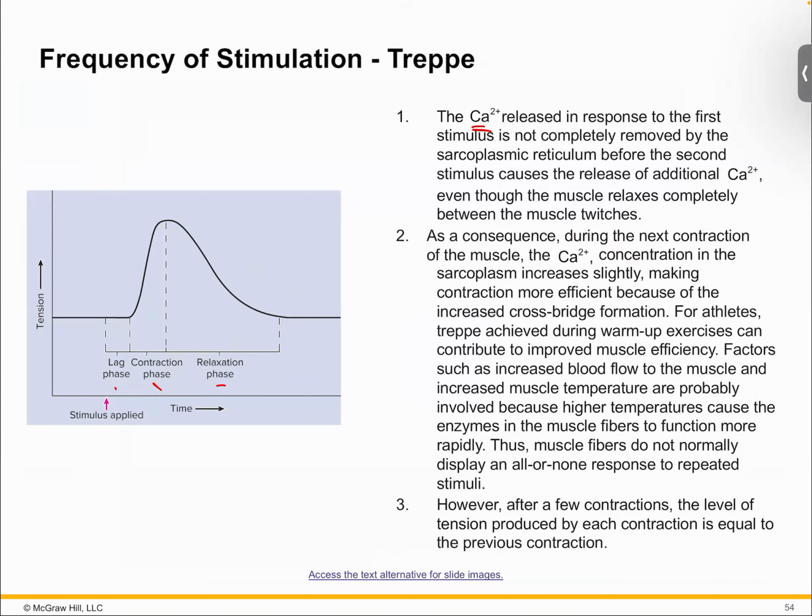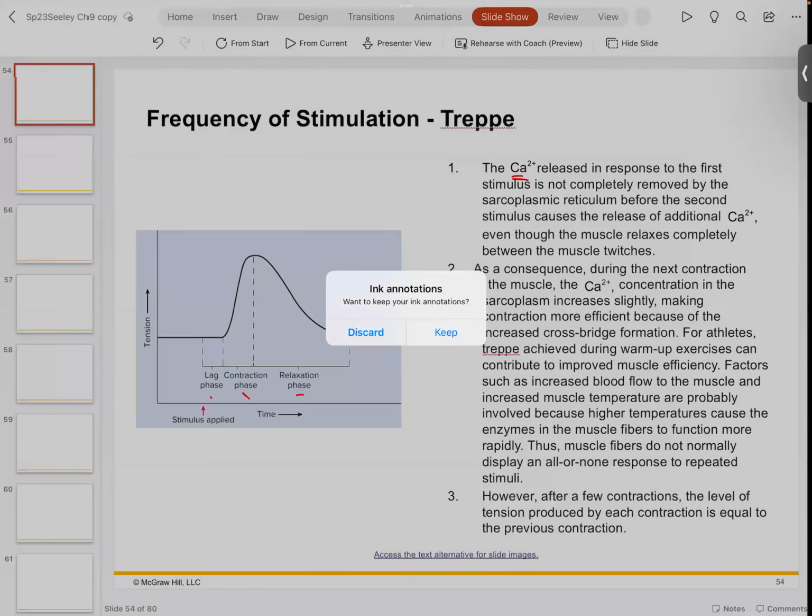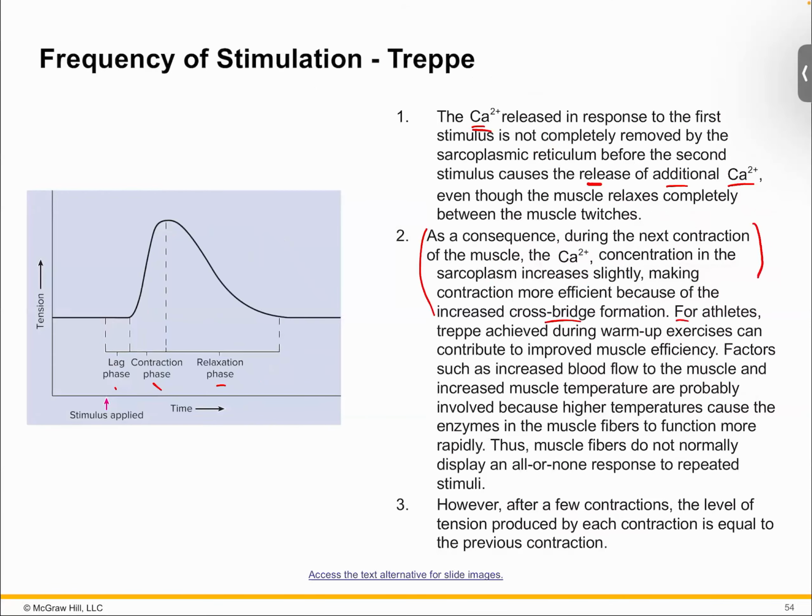But generally speaking, what happens in treppe is that the second stimulus will cause a little bit of an additional release of calcium. Now, what this does is it kind of primes the pump, right? So when you get to treppe, what happens is you go through your sarcoplasmic reticulum releasing, I guess, your cross bridge formation. And then when you do treppe, what happens is the first contraction primes the pump for the next one. So basically what it does is, where did I see that? I want to underline that one. There it is. So having this calcium concentration makes your next contraction more efficient.